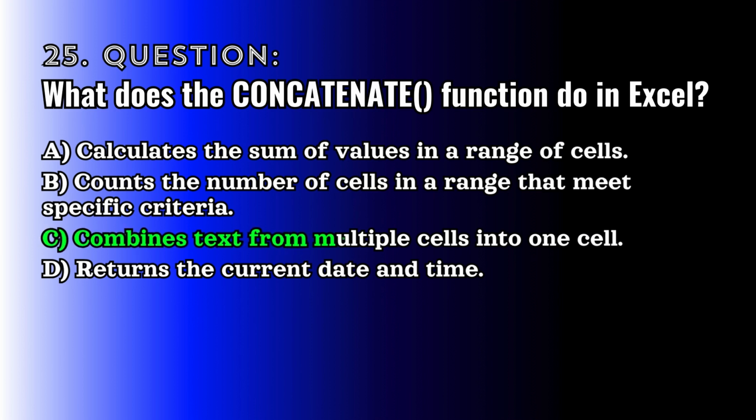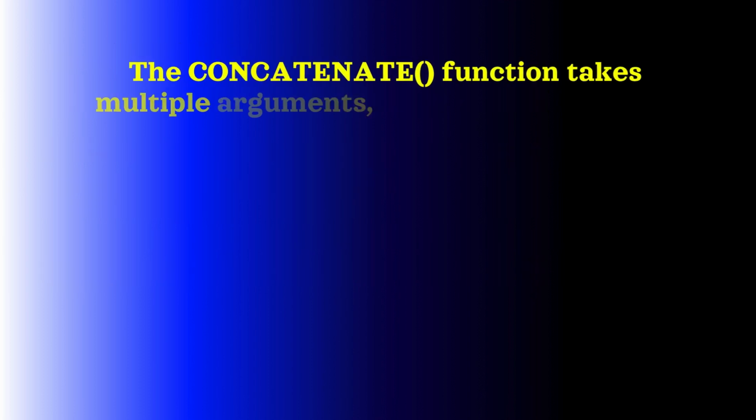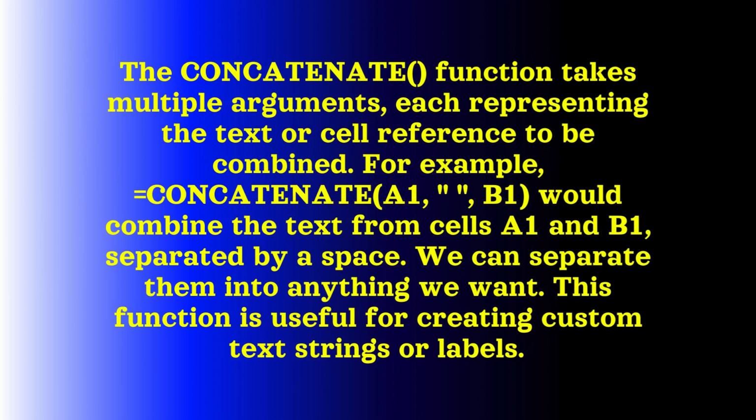So the correct answer is option C. Combines text from multiple cells into one cell. The concatenate function takes multiple arguments, each representing the text or cell reference to be combined. For example, concatenate of A1, space, and B1 would combine the text from cells A1 and B1 separated by a space. We can separate them into anything we want. This function is useful for creating custom text strings or labels.